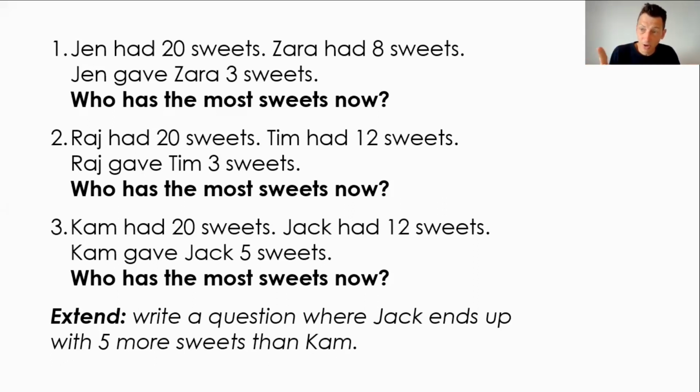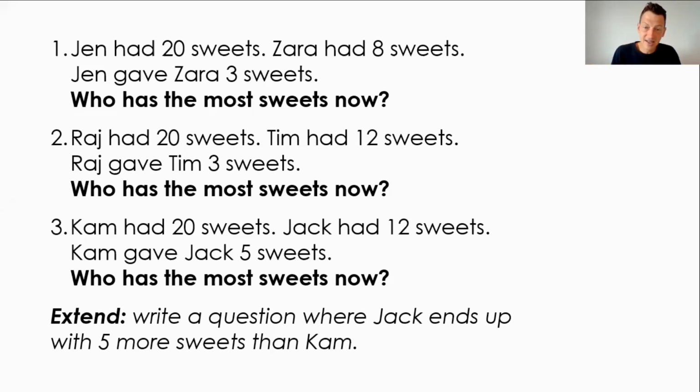So the next question, only one number changes. Now, Raj has 20 sweets, but Tim has 12 sweets. And Raj gave Tim 3 sweets. And what do we see now? Now, this difference between 20 and 12 is 8. But by giving 3 sweets, Raj still has more. The person who originally had more still does, because changing those 3 isn't enough to bridge that gap of 8. And that might help children to see the structure now of what might do that.